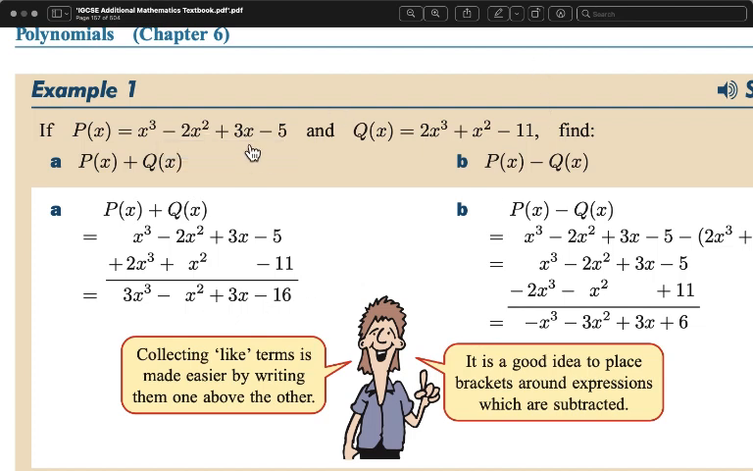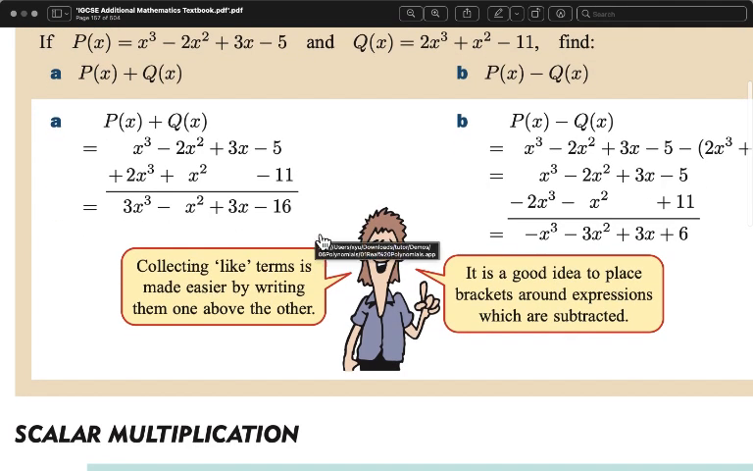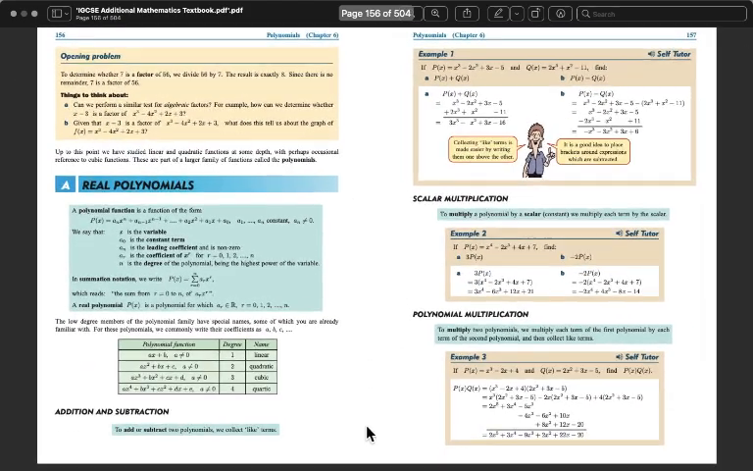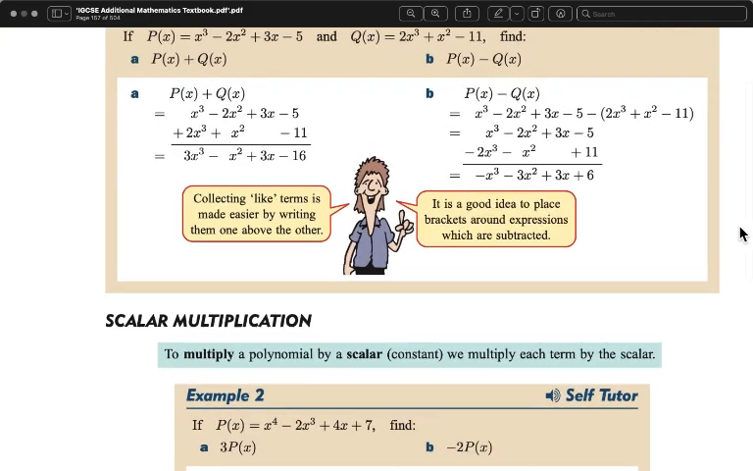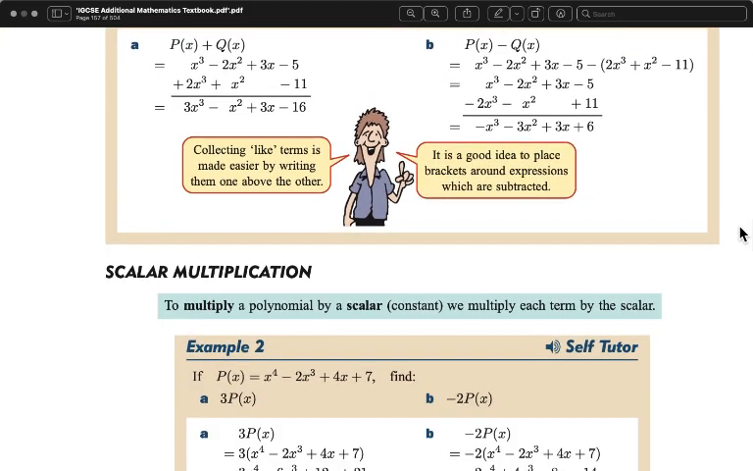And now look at the third term, the x term. The coefficient of p(x) for the x term is 3. For q(x), there is no x term in the equation, which means that the coefficient is 0. 3 plus 0, the answer is 3. And for the last constant term, p(x) is minus 5, q(x) is minus 11, minus 5 plus minus 11 is minus 16. And that's the simplest one. Addition and subtraction are the simplest.